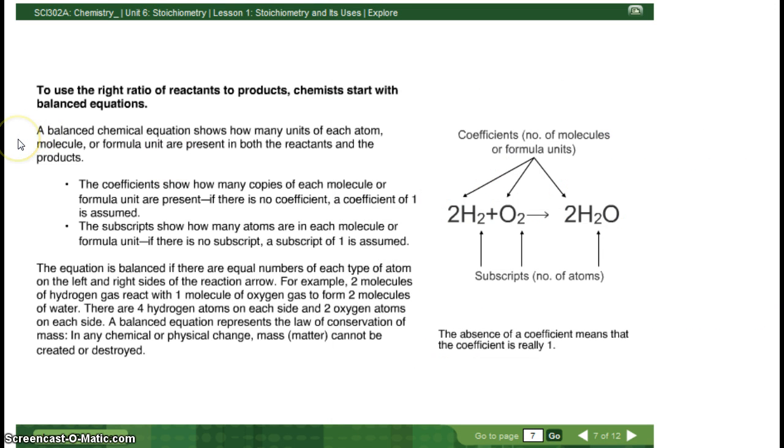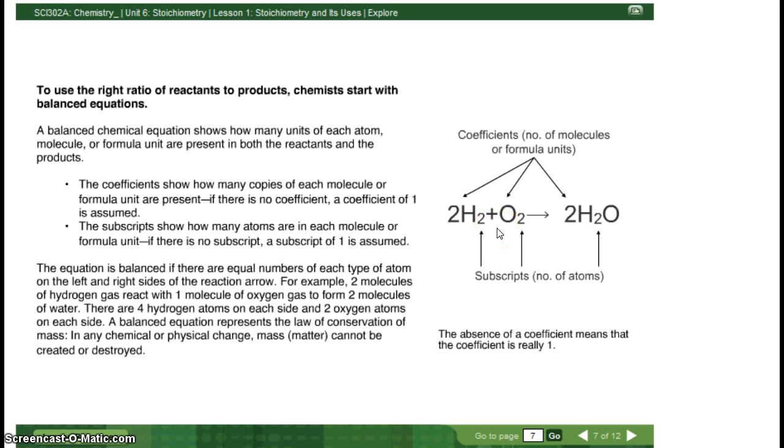A balanced chemical equation shows how many units of each atom, molecule, or formula unit are present in both the reactants and the products. The coefficient shows how many copies of each molecule or formula unit are present. If there is no coefficient, a coefficient of 1 is assumed. Okay, so let's look here. We put a 2 in front of our H2, and we put nothing in front of the O2. So we assume that there's a 1 there.